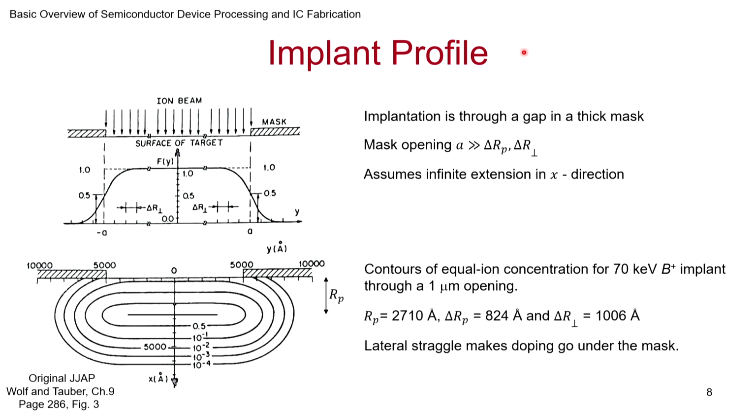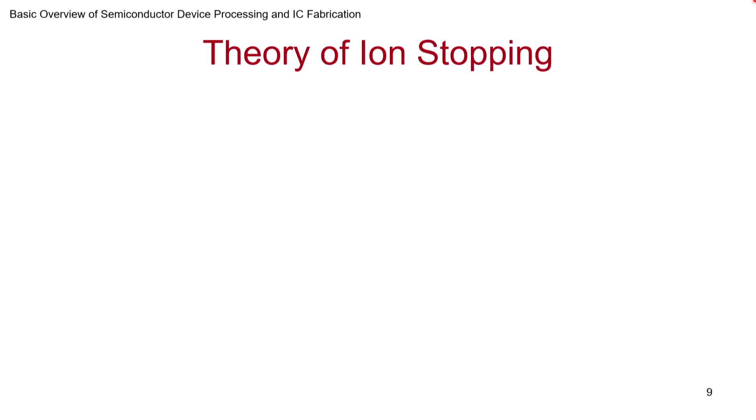So, lateral straggle makes the ions go under the mask. This is important because you need to know how far away you should make the next mask, so that the two implantations do not end up merging. If they merge, you will find that they are all shorted. You often want to isolate the devices, so you have to know the distance. This is why lateral straggle is very important, and this is the implant profile. You can determine that. So, now let us go to the theory of the ion stopping.